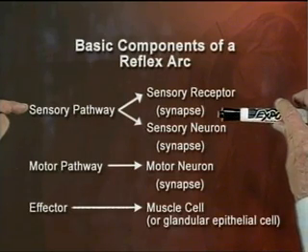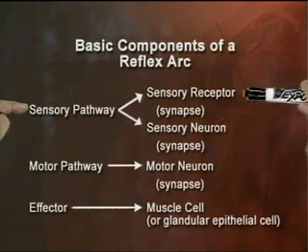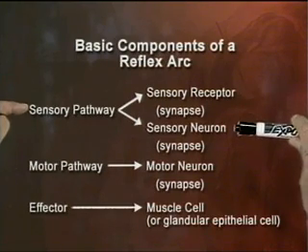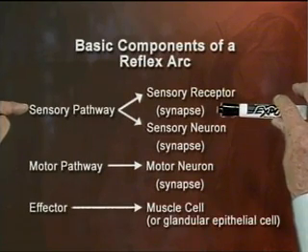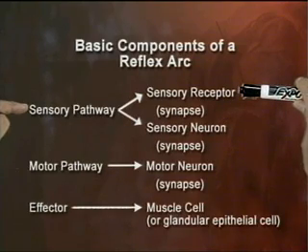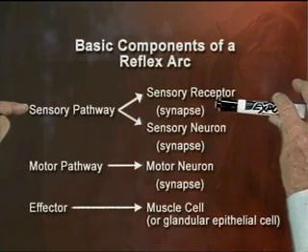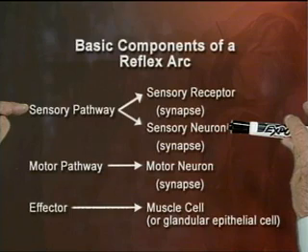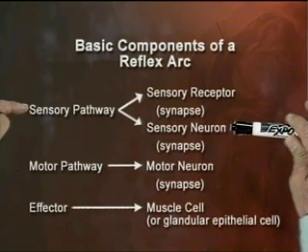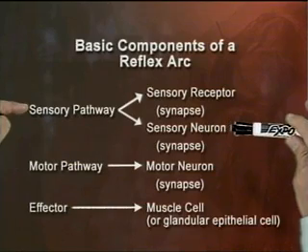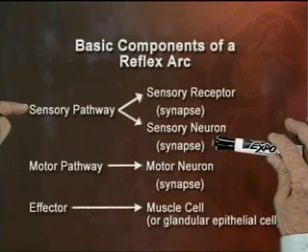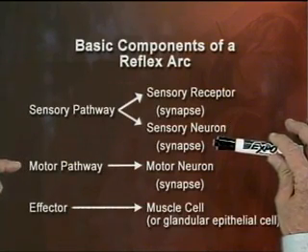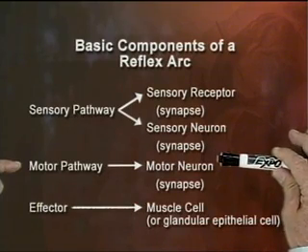Now, I put synapse in here in parentheses because between the sensory receptor and the sensory neuron, we're going to have a synapse. So this generates the impulse, and it synaptically transfers that to the sensory neuron. The sensory neuron is going to carry that impulse on into the brain or the spinal cord. When it gets into the brain or the spinal cord, the sensory neuron is going to synapse with a motor neuron, and this begins then the motor pathway.